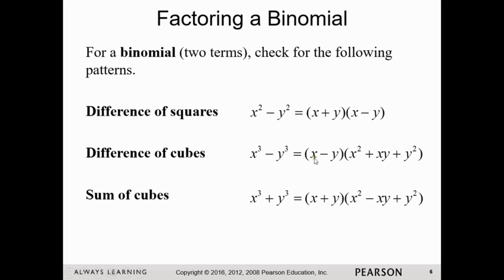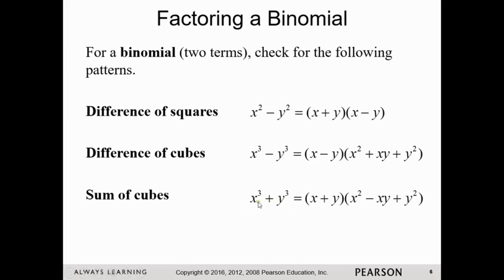So we have the cube root of the first minus the cube root of the second times the square of the first cube root plus the product of the two cube roots plus the second cube root squared. Then we have sum of cubes, remember?